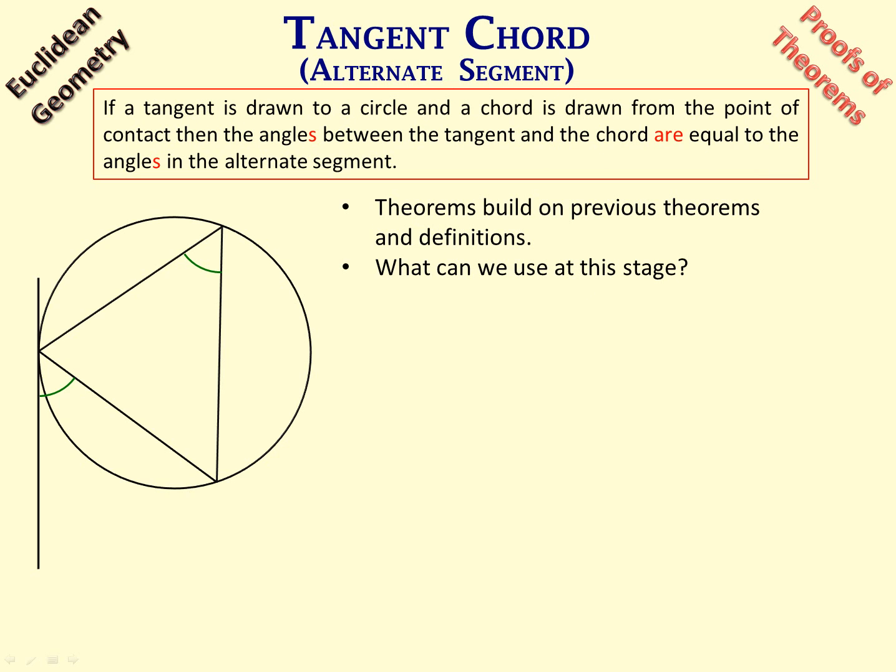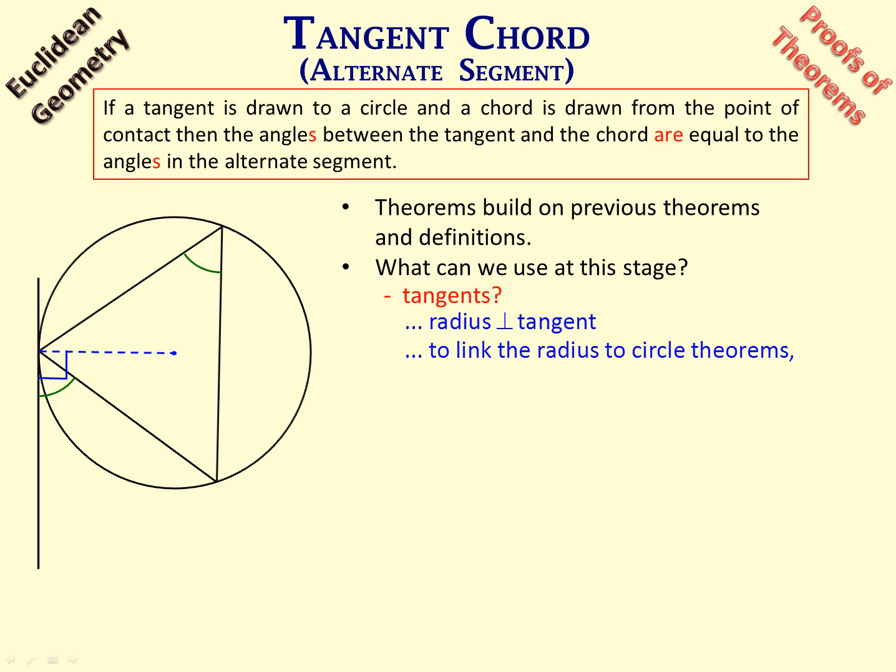There are certain circle theorems we can use, but if we start with a tangent, there's only one theorem we can build on. And that is the one that says that the radius to the point of contact is perpendicular to the tangent. That's the only one you can use to link it. But in order to link it to the circle theorems, that radius sitting in the middle means absolutely nothing. So we're going to have to produce it to there.